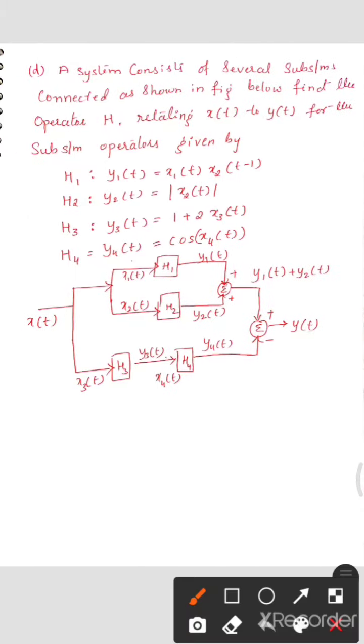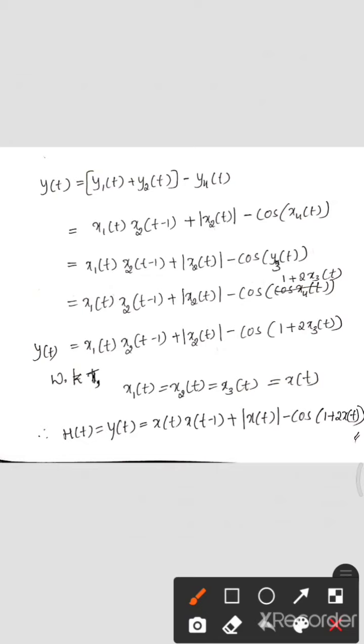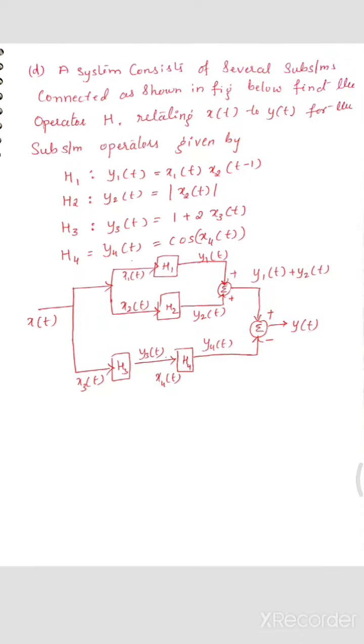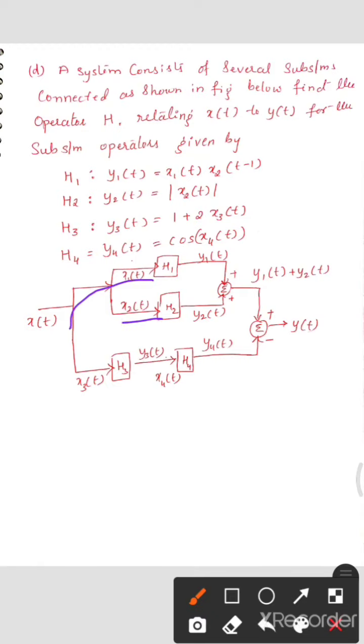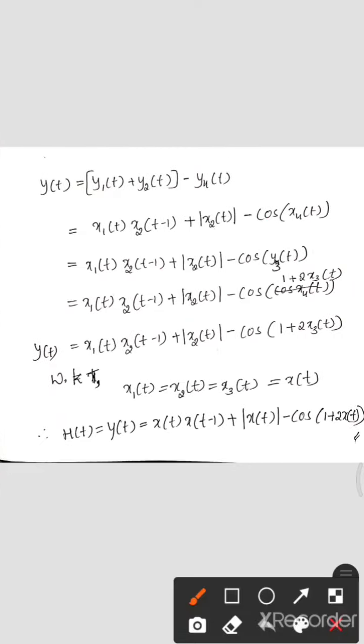Now what is y3 of t? y3 of t is 1 plus 2 x3 of t. Okay, yes, let's write that. So same thing, first two terms will be this and this term will remain the same, minus cos of y3 of t, which will be 1 plus 2 x3 of t. We have written here 1 plus 2 x3 of t, and we know that your x1 and x2 as well as your x3 are nothing but your x of t. We know that x1 of t, x2 of t, x3 of t equal to x of t.